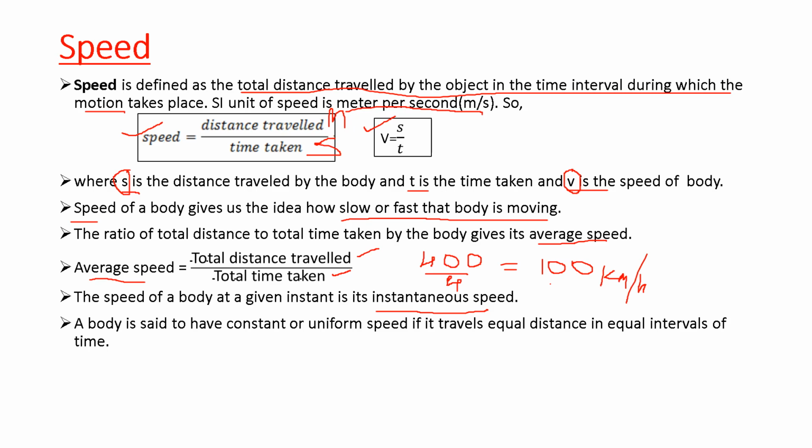So at any particular time, the speed of a car that we can see in the speedometer, in a car or in a bike, that speed is actually the instantaneous speed. So instantaneous speed is the speed shown by the speedometer in a vehicle at any given instant of time. And a body is said to have constant or uniform speed if it travels equal distance in equal intervals of time. Means if a body is traveling in a uniform motion, then of course the speed is going to be uniform speed. I think, is it clear?